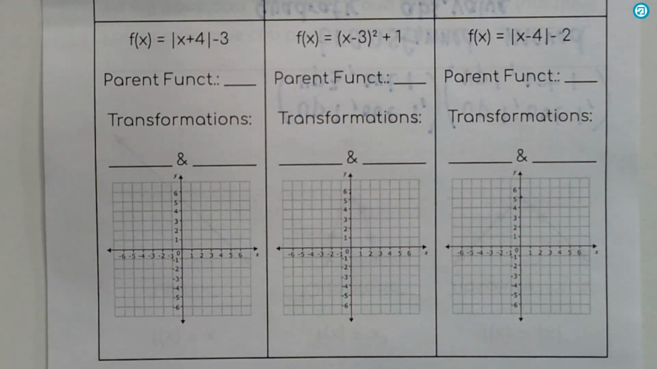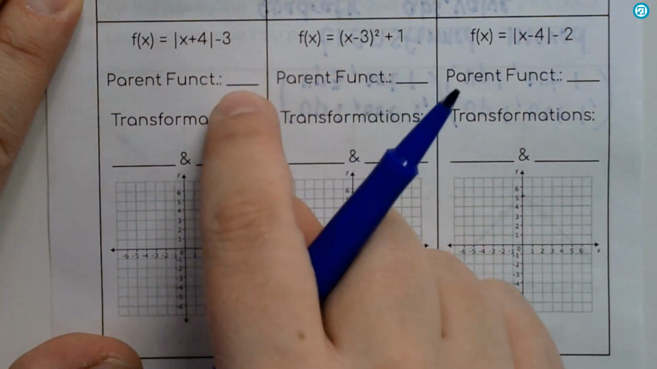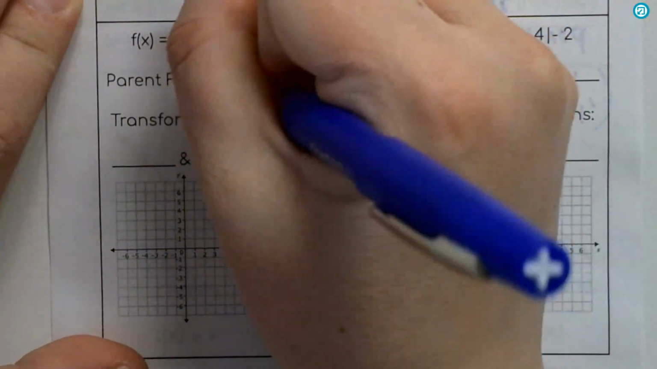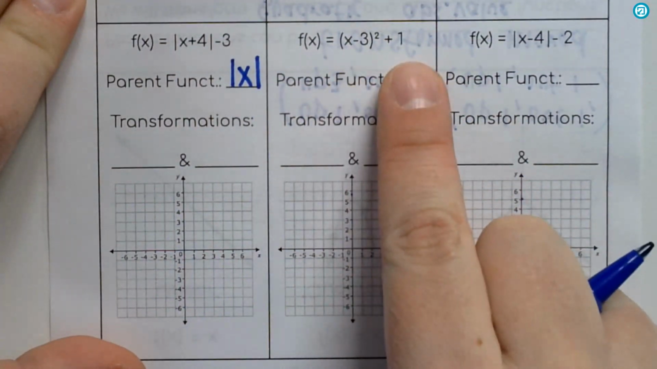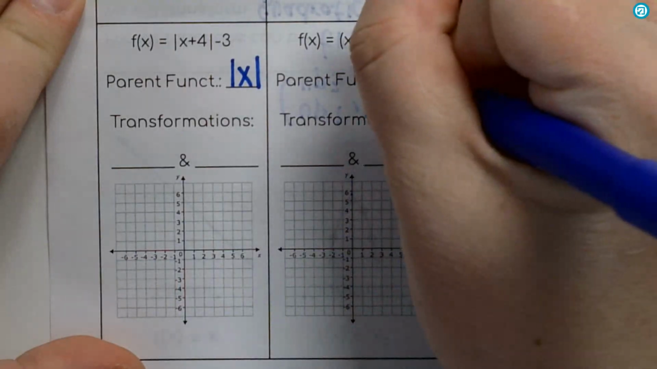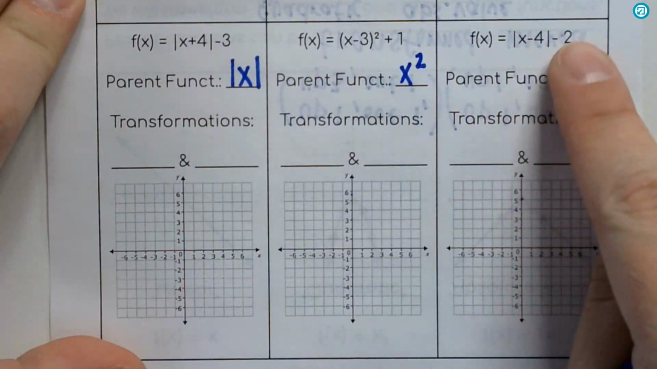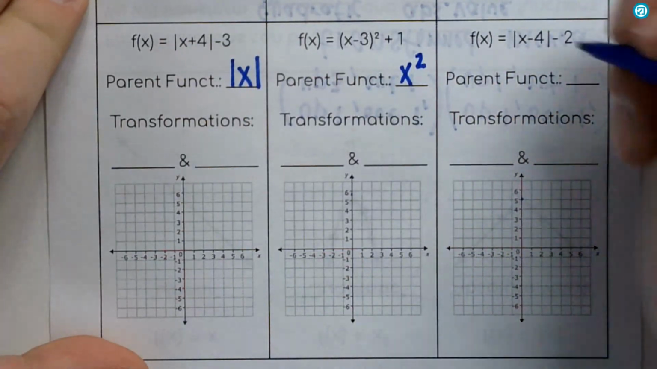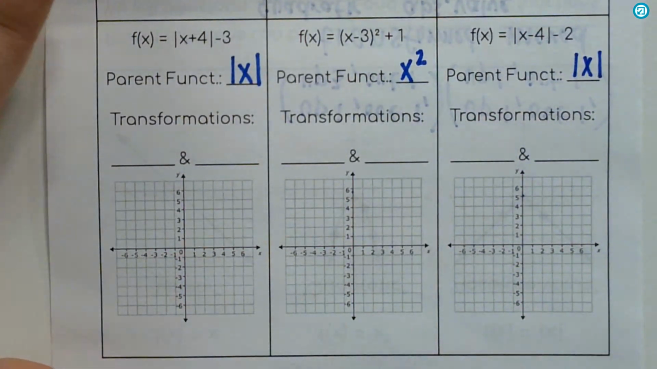Let's go through and do our parent functions on all of them. This one, ignore the plus 4 and minus 3. My parent function is absolute value of x. This one, ignore the minus 3 and the plus 1. My parent function is just x squared. And then this one, ignore the minus 4 and the minus 2. My parent function is just absolute value of x. So for your parent functions, just ignore whatever you're adding and subtracting.